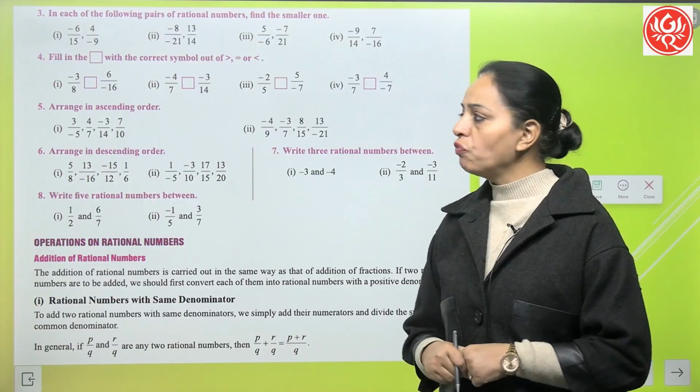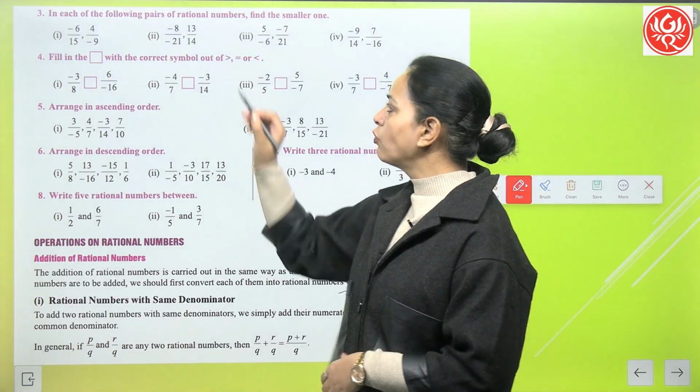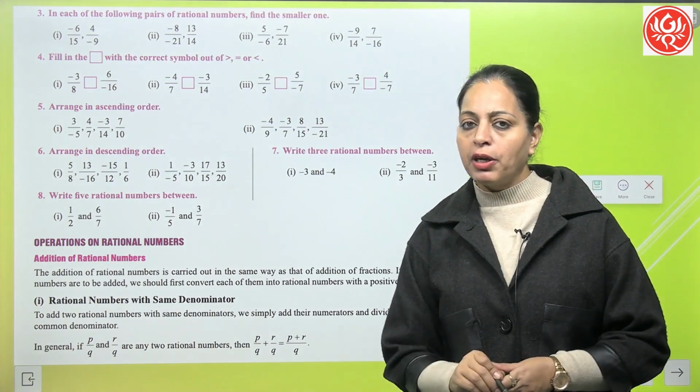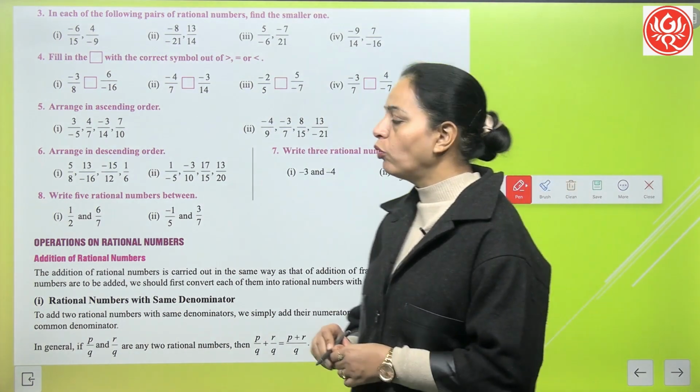Now the fourth question, filling the box with the correct symbol out of greater than, equal to or less than. So same, you have to compare the rational numbers. You can try on your own.